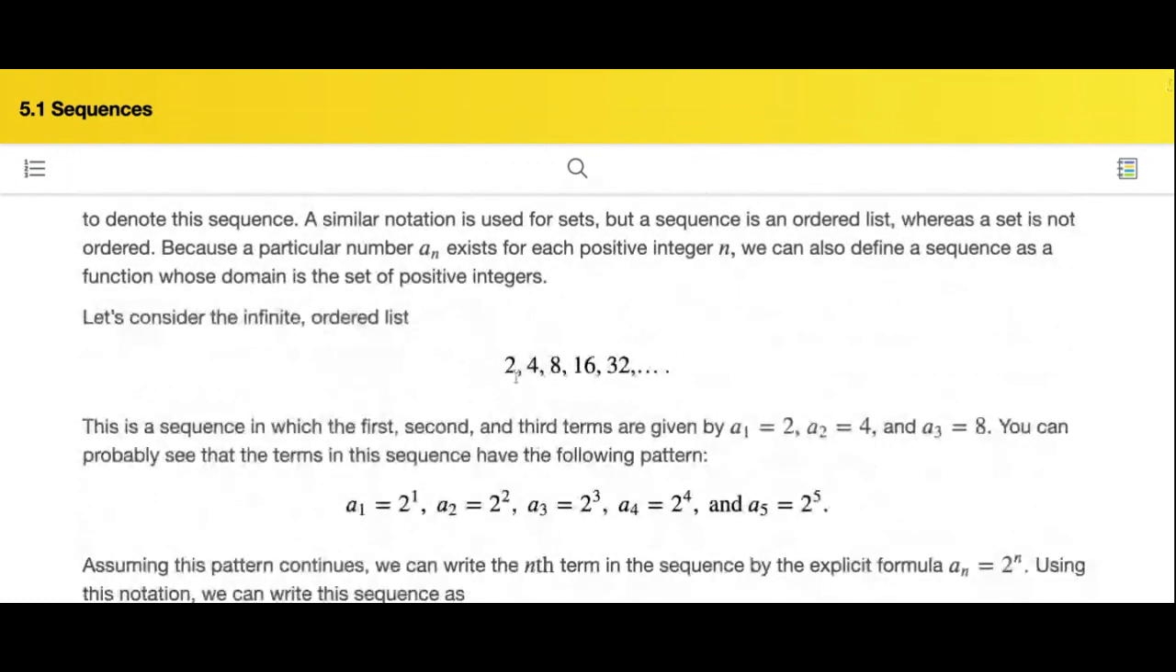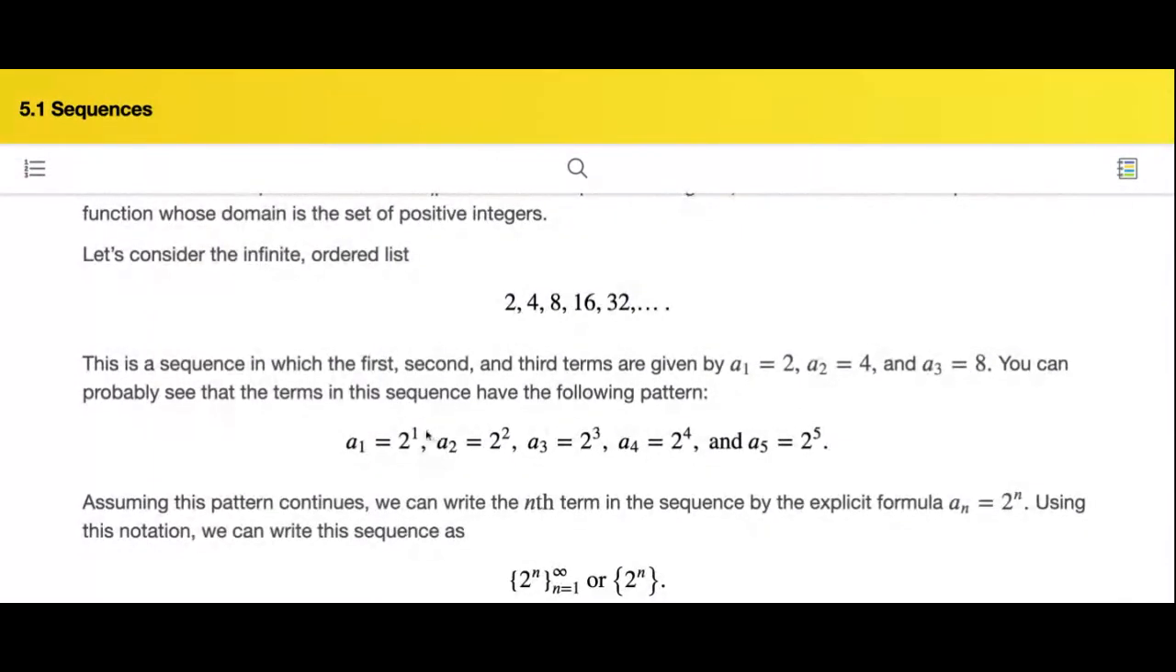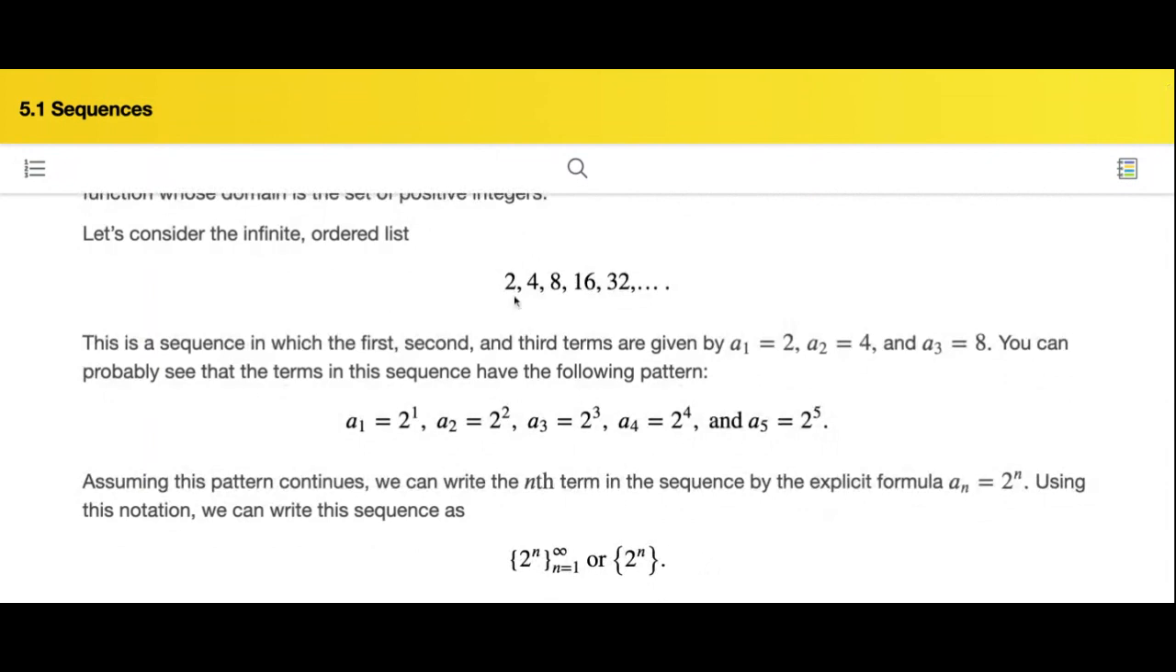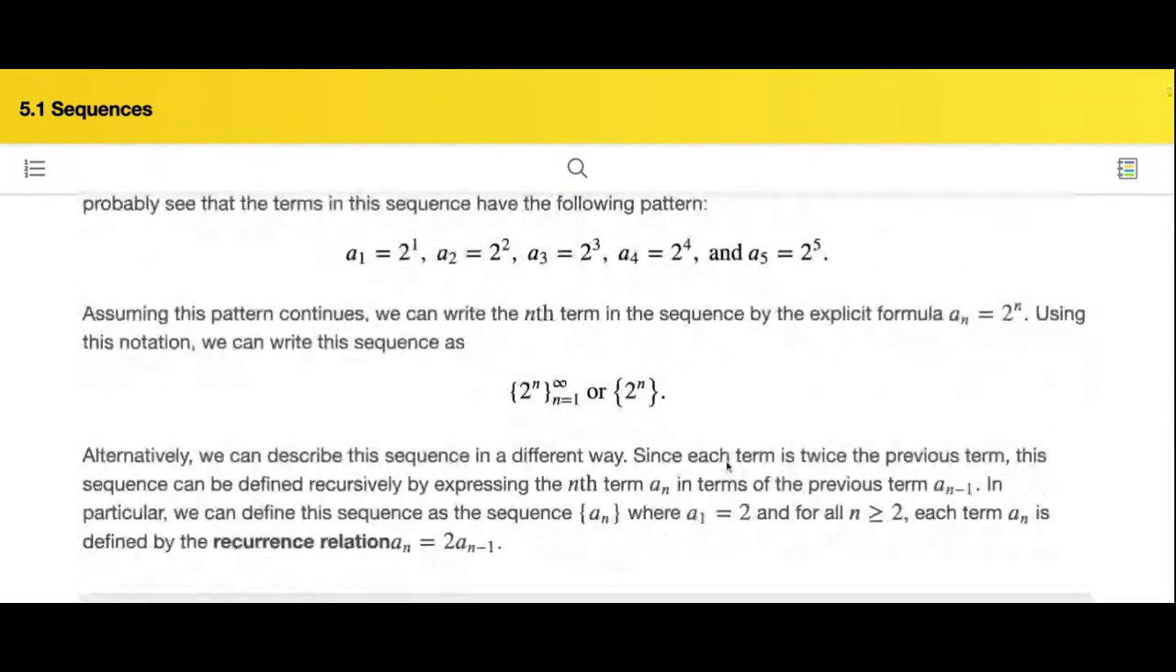So let's see this sequence. We have 2, 4, 8, 16, 32. And we observe there's a pattern, right? a1 is 2, a2 is 4, a3 is 8, and so on and so forth. So a1 is 2 to the first power, a2 is 2 to the second power, a3 is 2 to the third power, fourth power, and so on. That means this sequence can be written in a general form, which is a set of 2 raised to n, where n goes from 1 to infinity. Or just a set of 2^n. n represents a natural number.